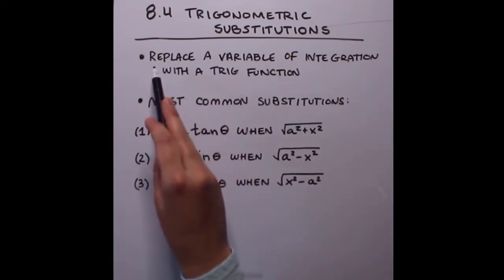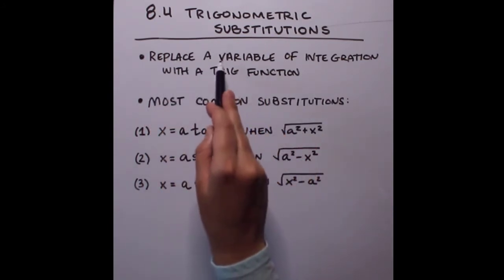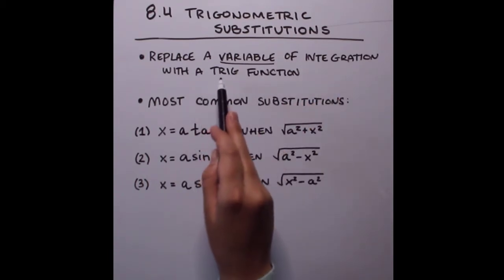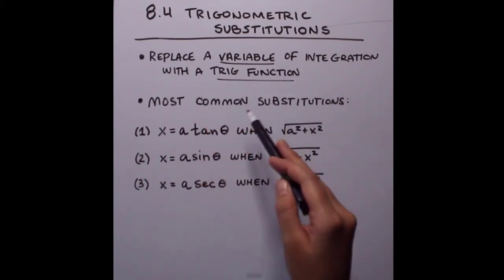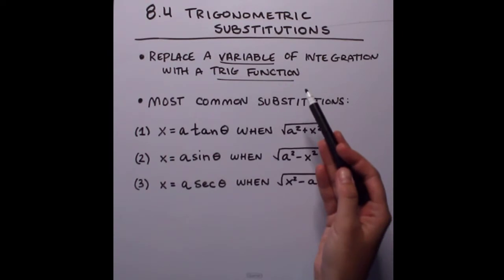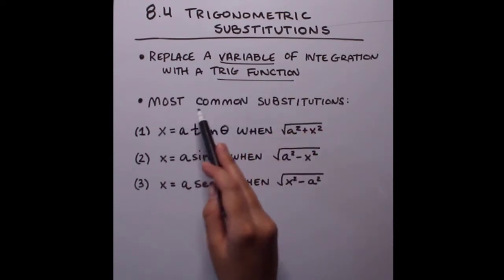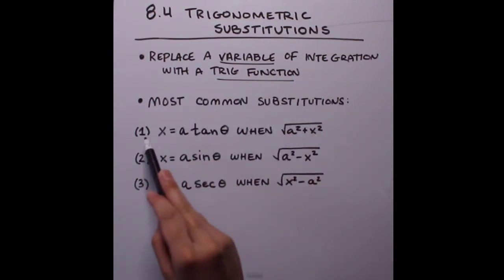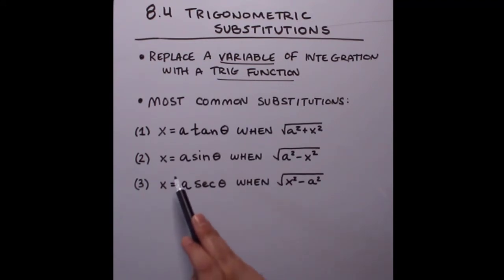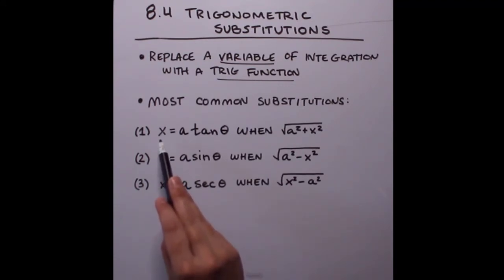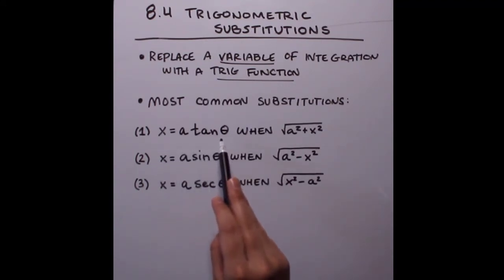So let me read this bullet point. Replace a variable of integration with a trig function. So where there's an x, it's going to get replaced with a trig function. The most common substitutions are the following, and I just labeled them 1, 2, and 3 so we can reference them easily. X is going to get replaced with a times tangent theta.